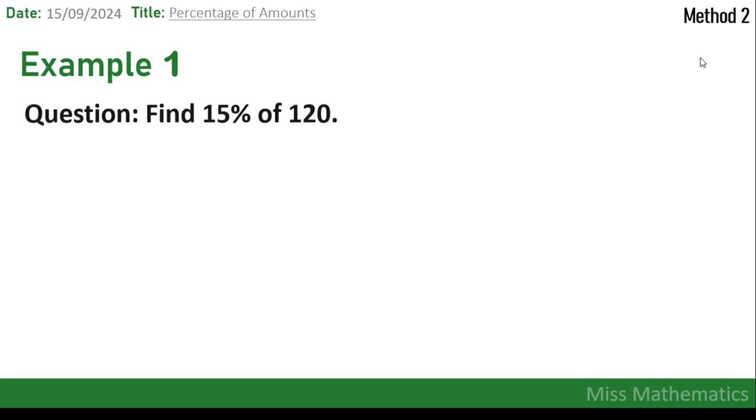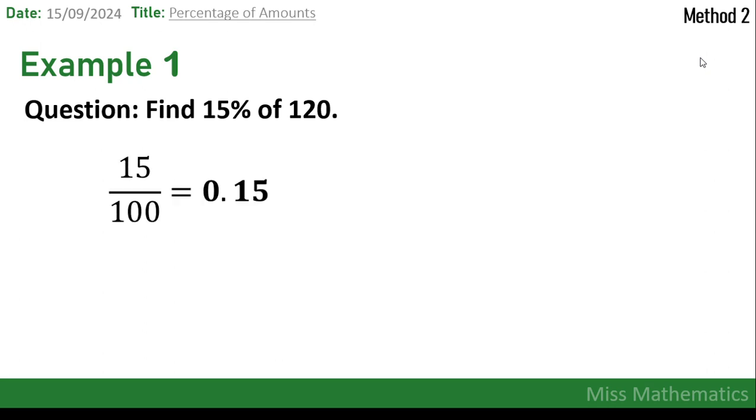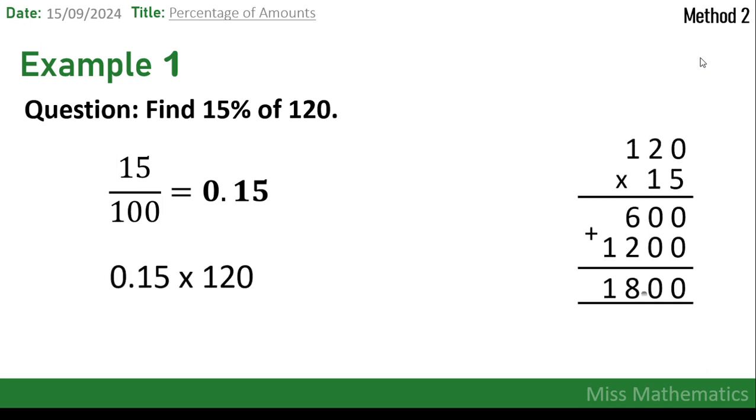Now let's try the same question but with method 2. So here we have to find the percentage multiplier. To do this, you divide the percentage you're finding by 100. So in this case, 15 divided by 100 is 0.15. Then we times 0.15 by 120. We can do this manually and we get 18 if we add the decimal point in correctly, and therefore 15% of 120 is 18. Pause the video here and try this method out with example 2.